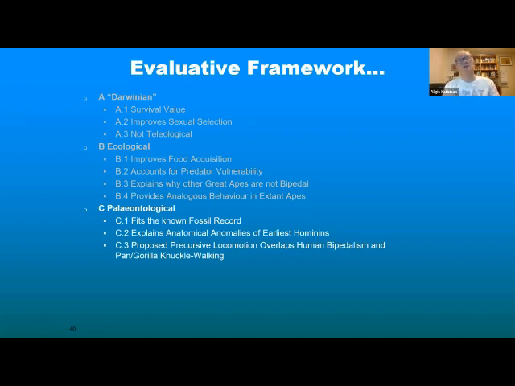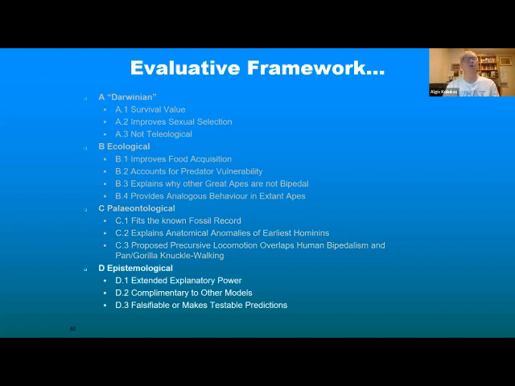Paleontological, it should be consistent with the fossil record. It should explain anatomical anomalies of the earliest hominins. And it should have a good precursor to both knuckle walking and the fully upright bipedalism that we have. And following on from the two Perschoffs, it should have good epistemological qualities. It should have an extended explanatory power, complementary to other models, shouldn't be exclusive, and it should be falsifiable and make testable predictions.